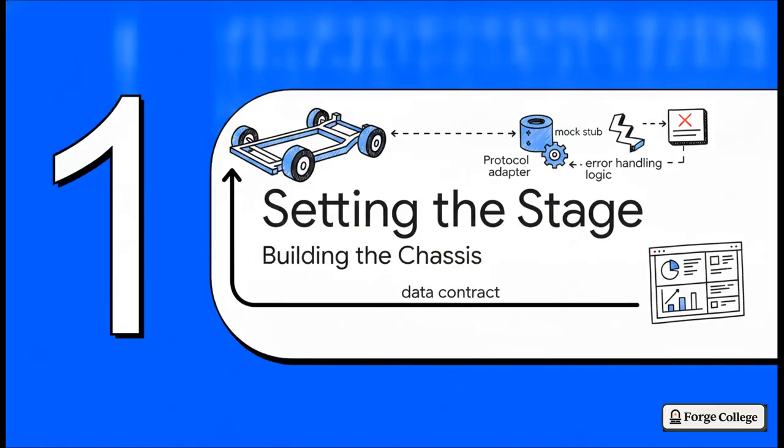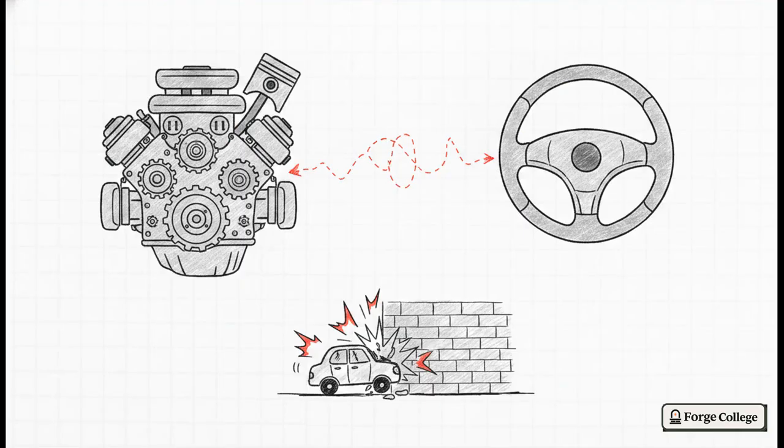Setting the stage, building the chassis. We really need to frame our mindset here. Think about it like this. The back end is the engine, and the front end is the steering wheel. You can have this massive twin-turbo V8 engine under the hood, but if your steering wheel is completely disconnected or has a 3-second delay, you are absolutely going to crash the car. A powerful back end is entirely useless if the front end is so laggy that the user can't navigate. We need our steering to be tight, responsive, and completely predictable.